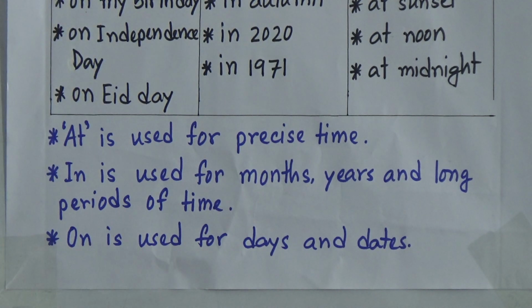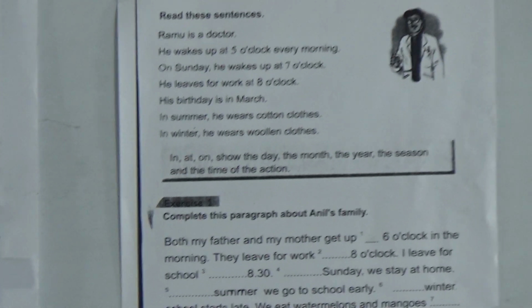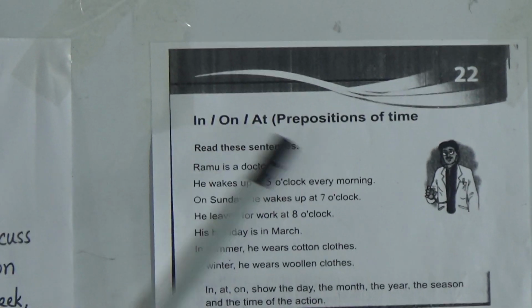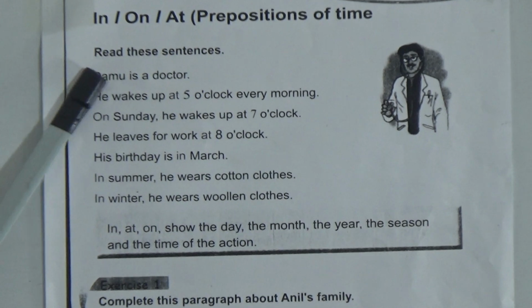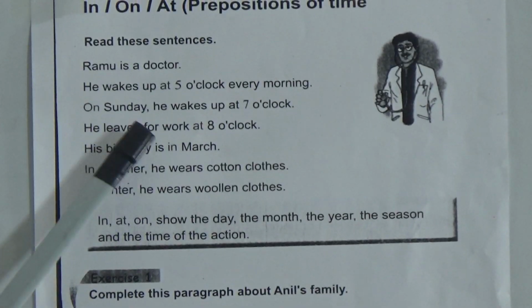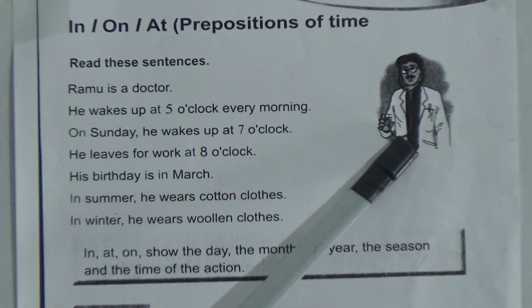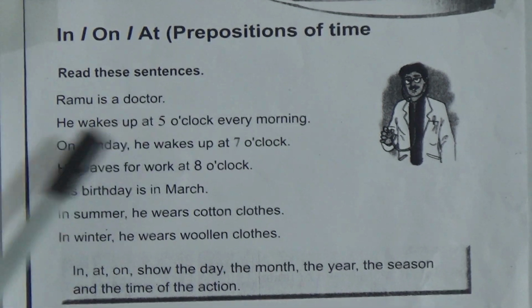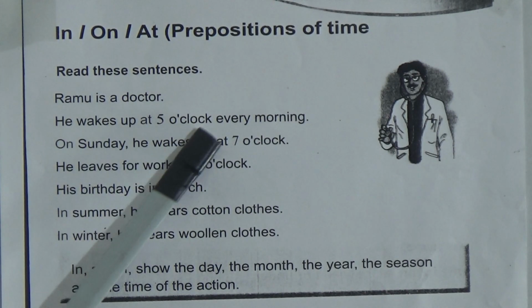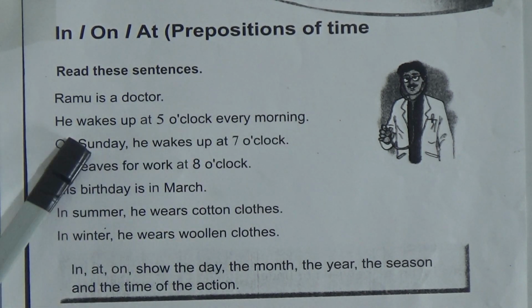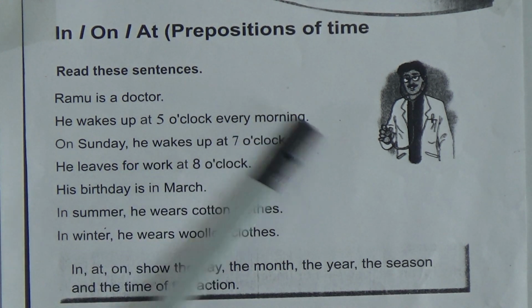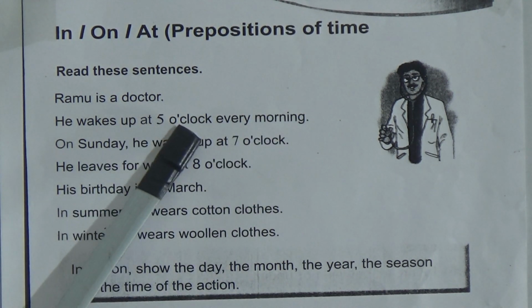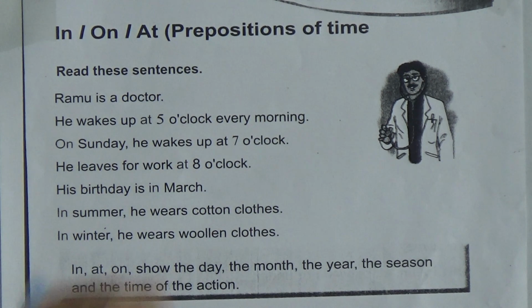Now my dear students, all of you go to page 69 of your book. So what's written there? In, on, at, prepositions of time. Read these sentences. Now look, there are some sentences about Dr. Ramu. So let's read. Ramu is a doctor. He wakes up at 5 o'clock every morning. Now look, he wakes up at 5 o'clock every morning. So 5 o'clock is a part of a day. So we use at in front of 5 o'clock.